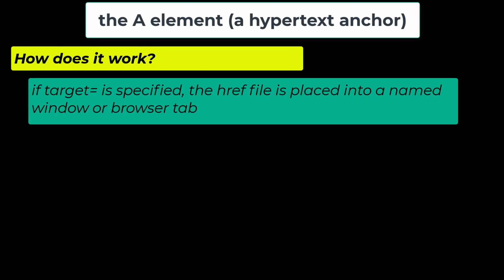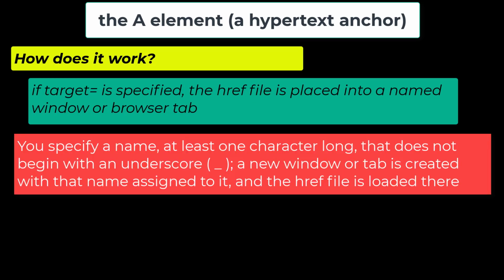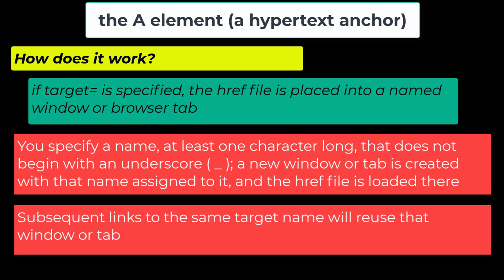If target equals is specified, the href file is placed into a named window or browser tab. You specify a name, at least one character long that does not begin with an underscore. A new window or tab is created with that name assigned to it, and the href file is loaded there. Subsequent links to the same target name will reuse that window or tab.